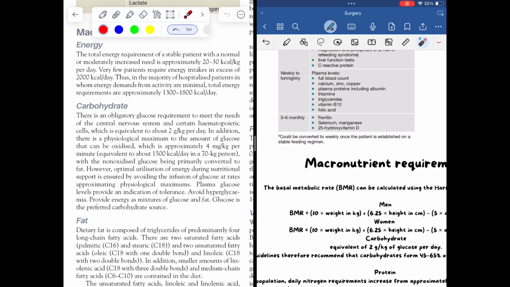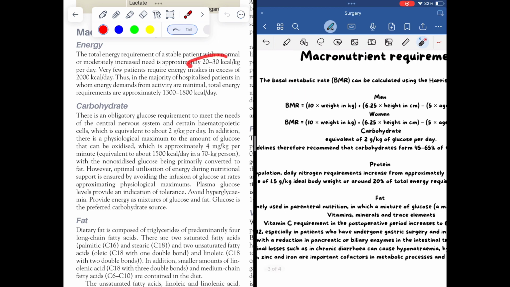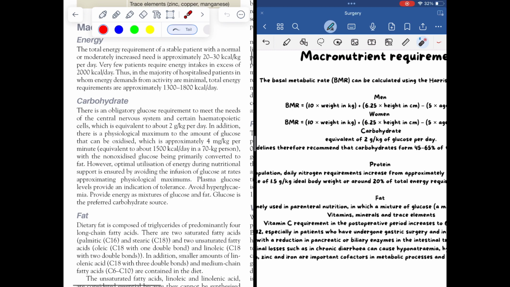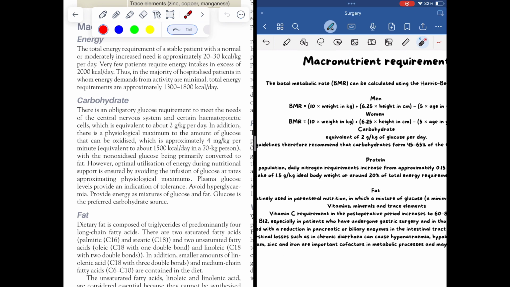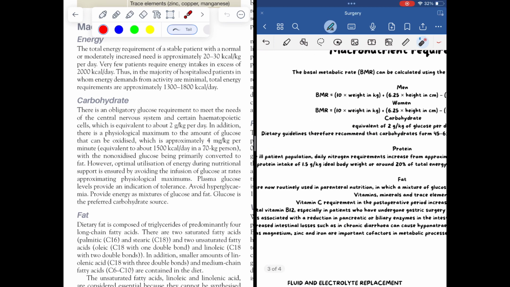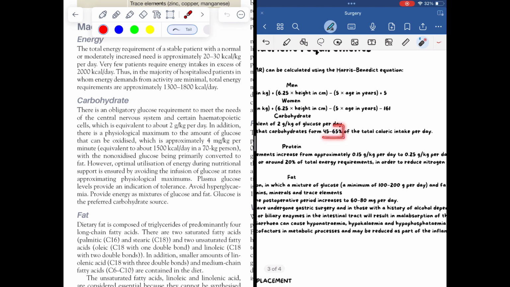Now looking at the macronutrient requirements. Energy requirement: the total energy requirement of a stable patient is 20 to 30 kilocalories per kg per day. Very few patients require energy intake in excess of 2000 kilocalories per day, but otherwise this is the average energy intake. Carbohydrate equivalent of 2 gram per kg of glucose per day. The dietary guidelines therefore recommend that carbohydrates form around 45 to 65% of the total calorie intake per day.